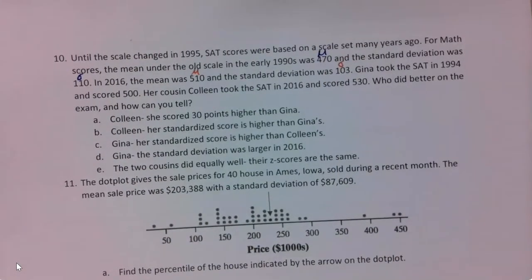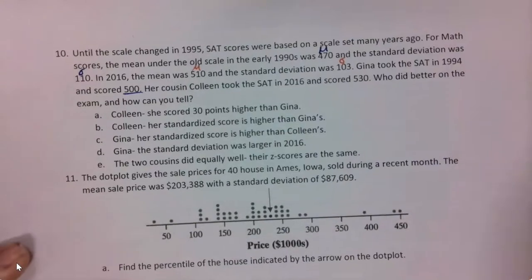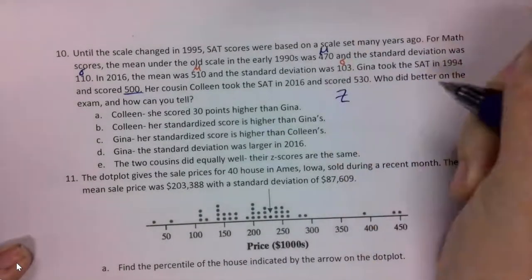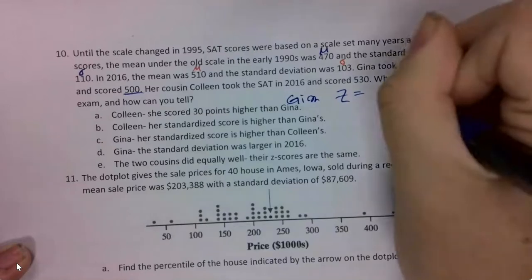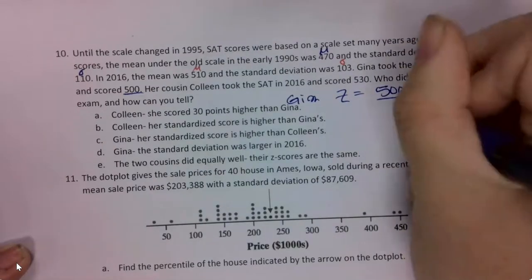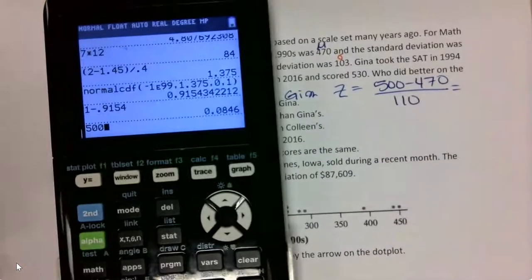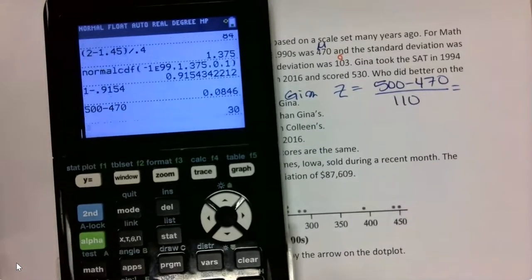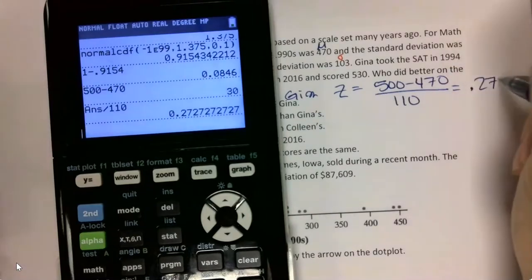Gina took the SAT in 1994, so the ones I wrote in blue, and scored 500. So I want to compare z-scores if I'm ever asked to compare two scores with different scales. So I'm going to figure out Gina's. Gina's going to be blue. I'm going to do her 500 minus the 470 divided by 110, which gets me 0.273.